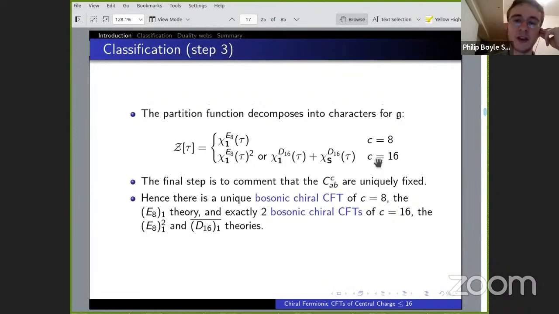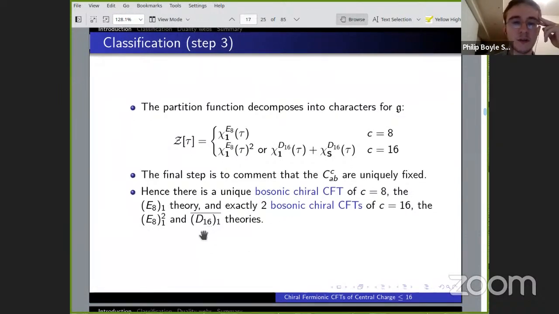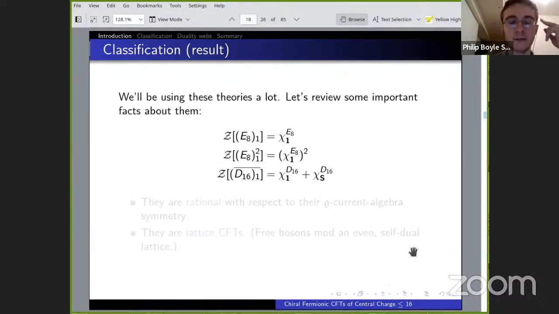Hence, at c equals 8, there's a unique bosonic chiral CFT, the E8 theory. And at c equals 16, there are exactly two bosonic chiral CFTs: two copies of the E8 theory, and the D16 theory. Note, I'll use this notation throughout. I've put an overline over this theory, but not over these two theories, because I want to indicate that for these two theories there's only a single character, whereas for this one I have to include both the identity character and another character to make it a CFT. Great. So we'll be using these theories a lot.